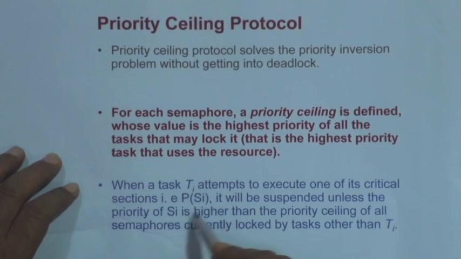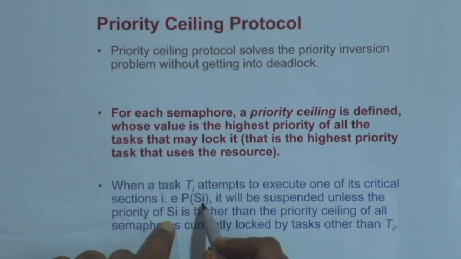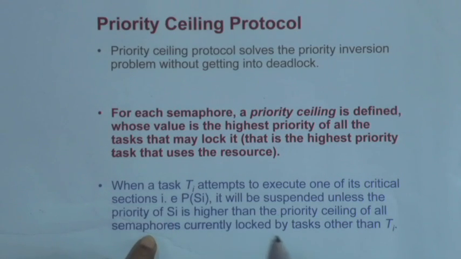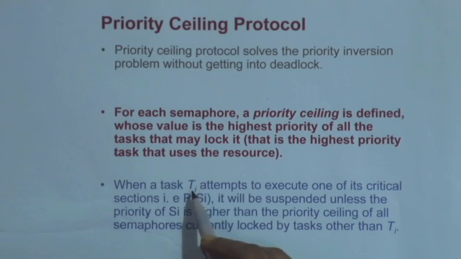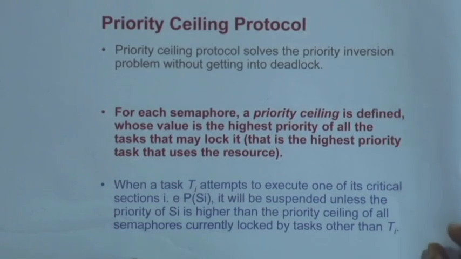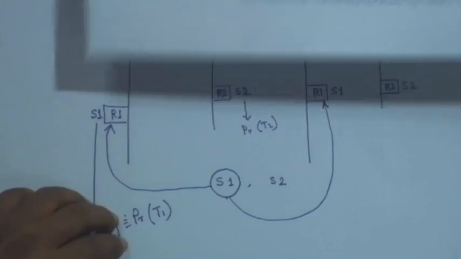Now, when a task Ti attempts to execute one of its critical sections, say P of Si, wait on Si will take place, it will be suspended unless the priority of that particular semaphore is higher than the priority ceiling of the semaphores currently locked by tasks other than Ti. Complicated, right? So, let me work out this example and we will come back to this.